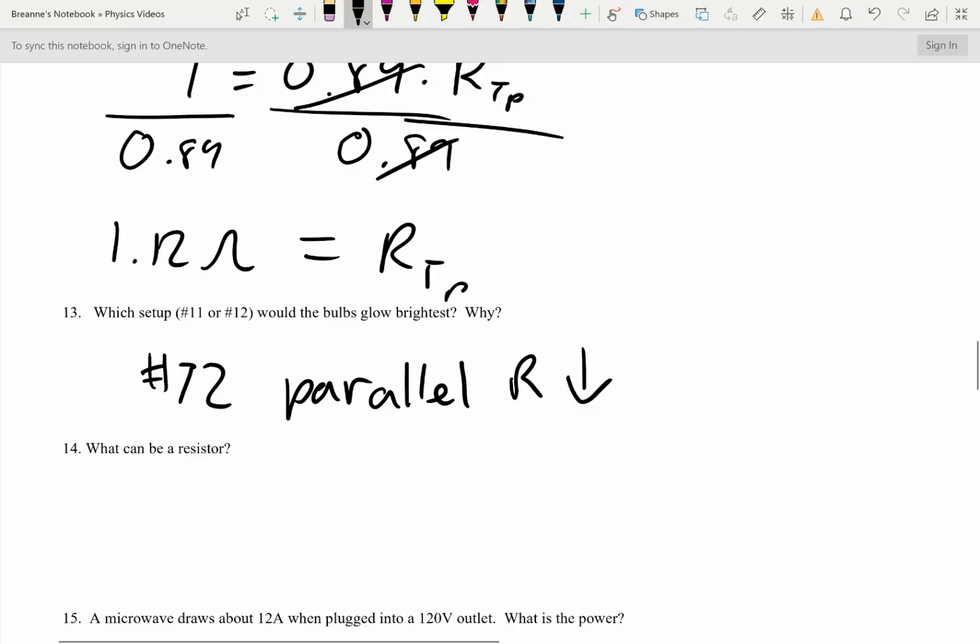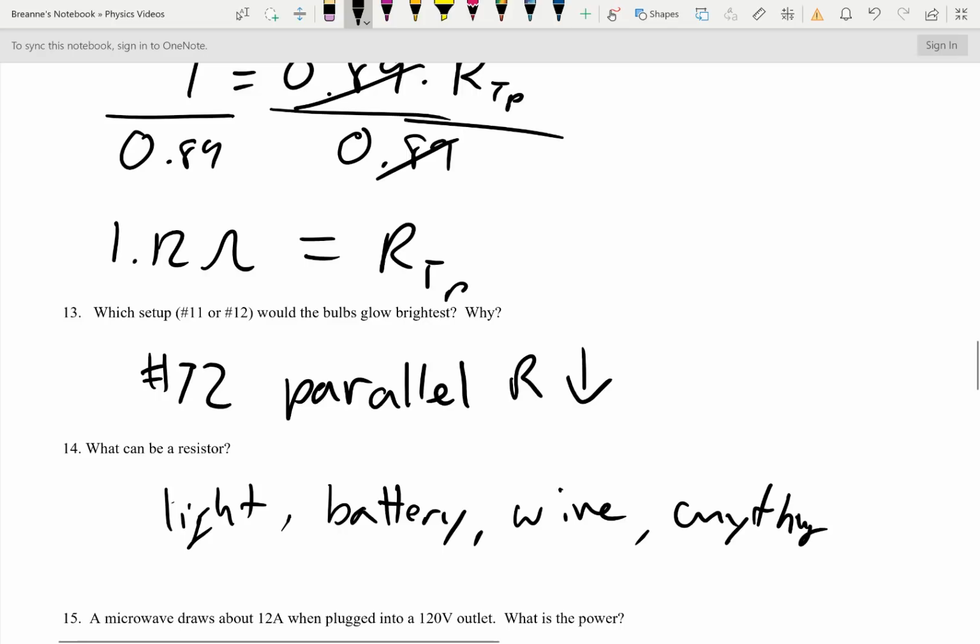It's more efficient. What can be a resistor? Anything can be a resistor. A light bulb can be a resistor. A battery does have some resistance. We don't necessarily worry about it, but a battery can be a resistor. A resistor can be a resistor. Wire can have some resistance. So pretty much anything can be a resistor.